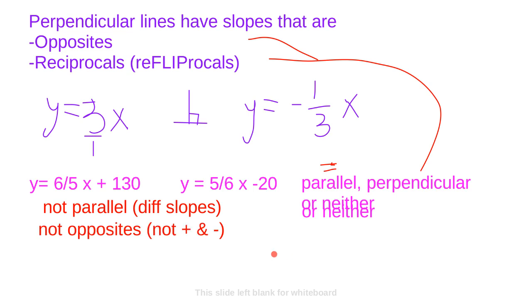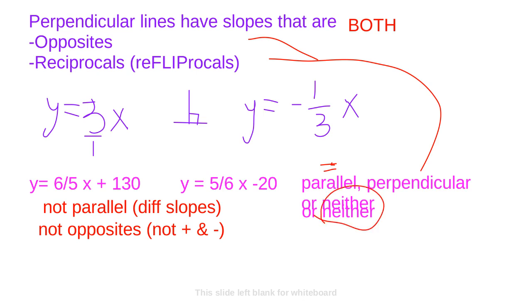And basically, you can stop right there because if they're not opposites, they're for sure not going to be perpendicular, because they have to be opposites. They have to have both. And I should put up here both. Type it in. Both. You have to have both opposite and reciprocals. So the answer for this one is neither. So they are neither opposite nor reciprocals.